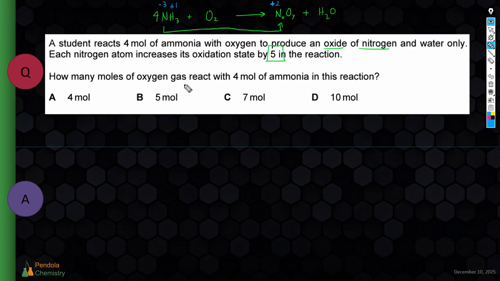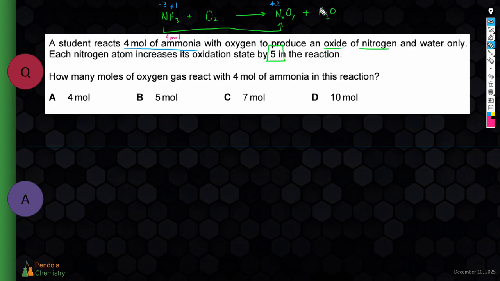How many moles of oxygen gas react with 4 moles of ammonia in this reaction? So what we have to figure out now is, and I probably made this a little misleading, there's not a 4 here, but we have instead 4 moles of ammonia. So let's put that, I'm going to run out of space here, but 4 moles. So now that we know the oxidation number of the nitrogen in the product is plus 2, we can actually come up with what X and Y are.